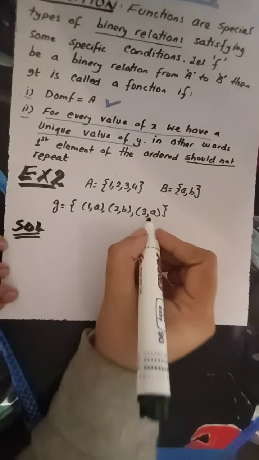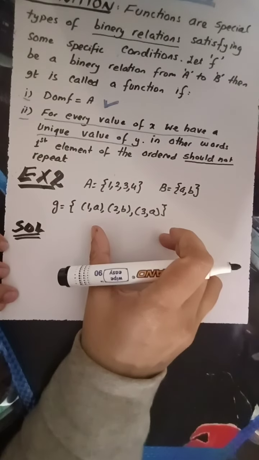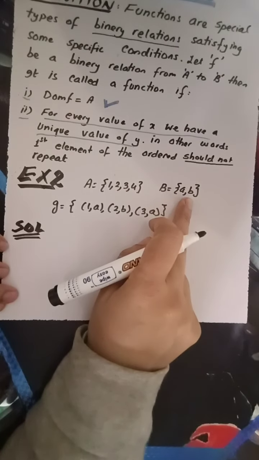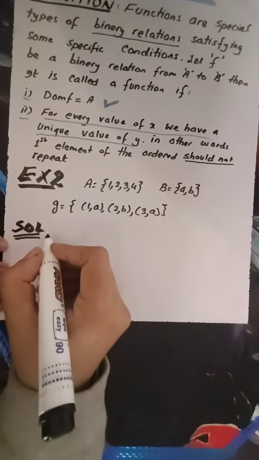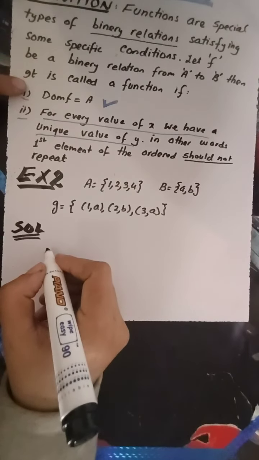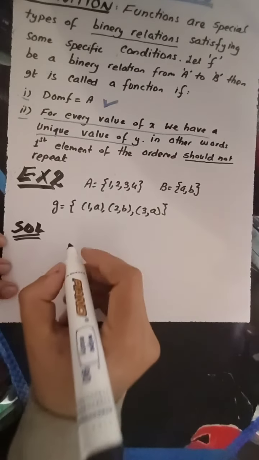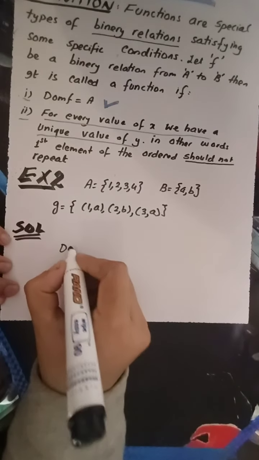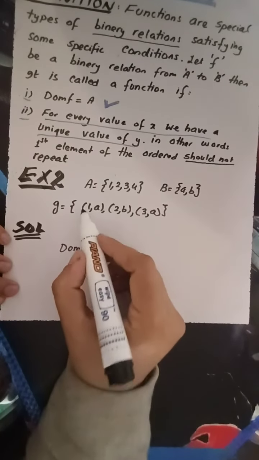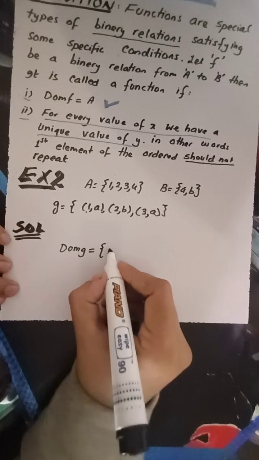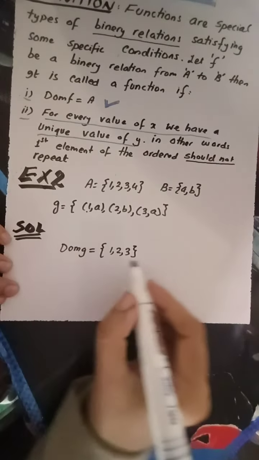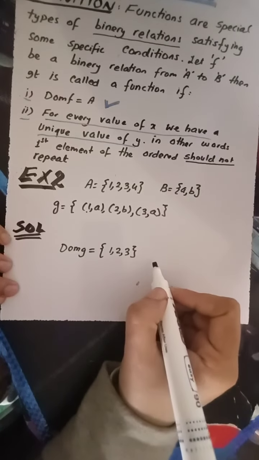Okay, so let us check whether this is a function or not. Now set A is {1, 2, 3, 4} and set B is {a, b}. So let me check whether this G is a function or not. The first condition that we need to check is to find the domain of this binary relation. Now the domain of G is {1, 2, 3}. Okay, so is the first condition satisfied or not?